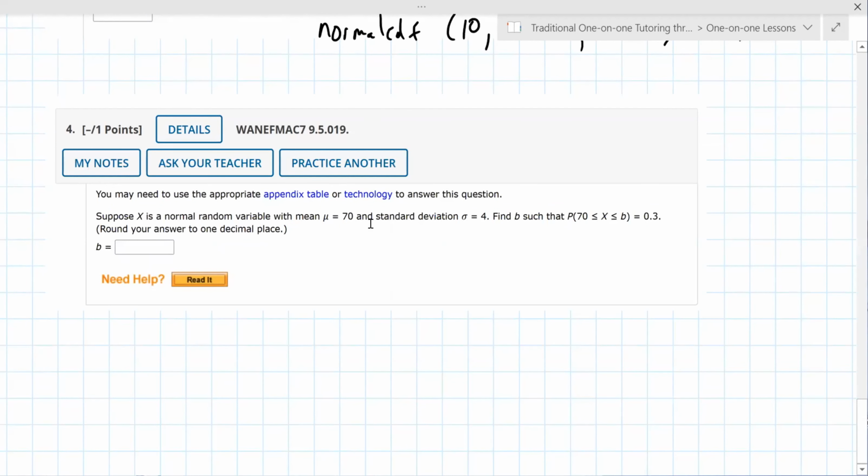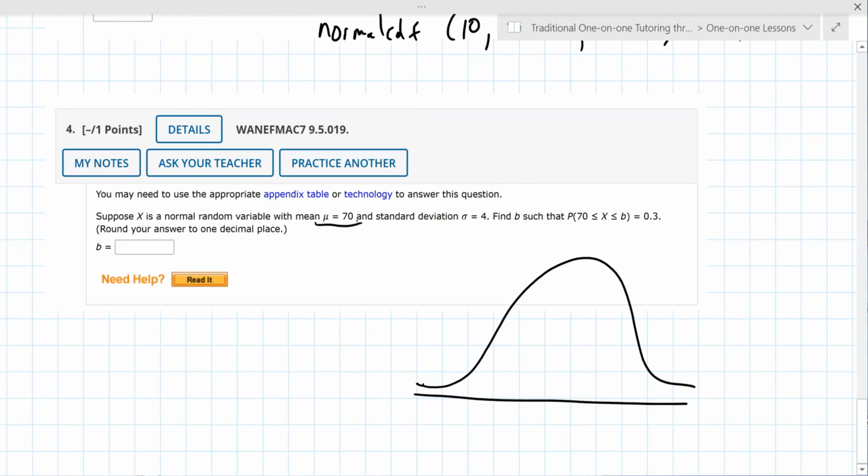Okay. So find B such that whatever that number is, the area between those two is 0.3. Okay, so they're saying like here is normal curve. It just so happens that 70 is right in the middle. So there's another value right here, which we're trying to find, that this area is 0.3. Are you comfortable with that, like this curve? Did you see that in class maybe?